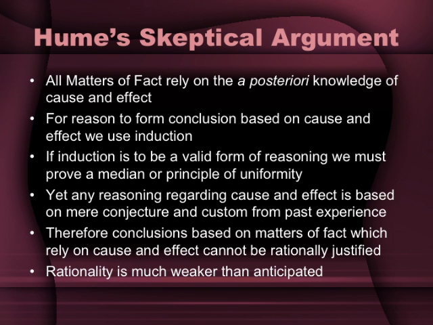Similar effects will produce similar causes. But that's why Hume states right here in number 4, any reasoning regarding cause and effect is based on mere conjecture and custom from past experience, with the hidden assumption that the past will undoubtedly resemble the future. When you try to argue for the uniformity principle, the argument becomes circular.